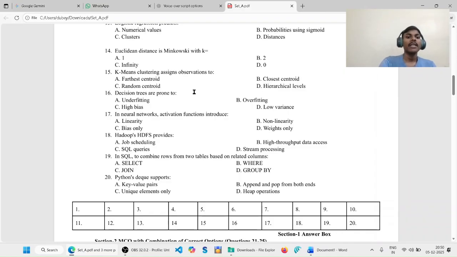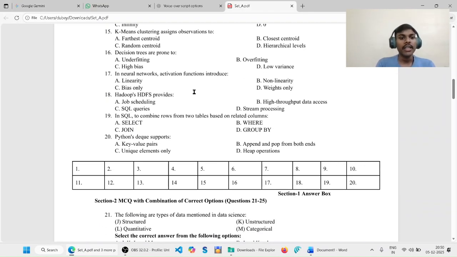Question 16. Decision trees are prone to underfitting, overfitting, high bias, or low variance. The correct option is option B, overfitting. A decision tree can become too detailed and capture noise in the data, and this reduces generalization to new samples. This means the model may perform very well on the training data, but may not capture the real essence when it encounters new sample data. Regularization or pruning helps prevent overfitting.